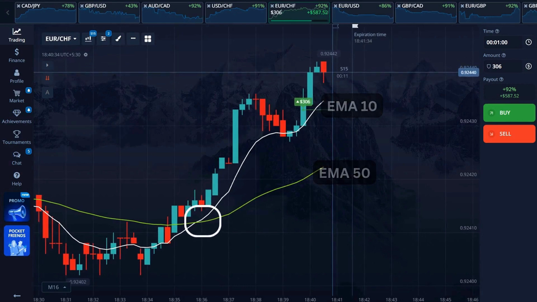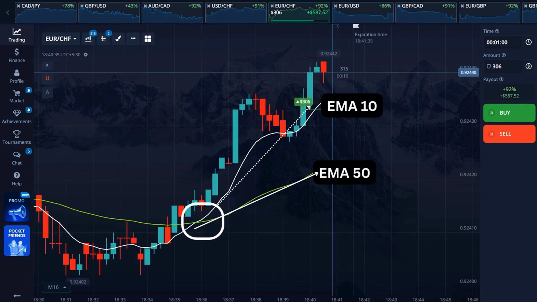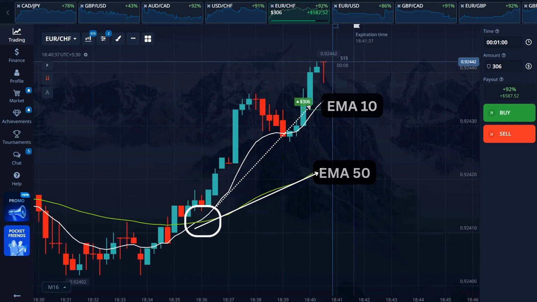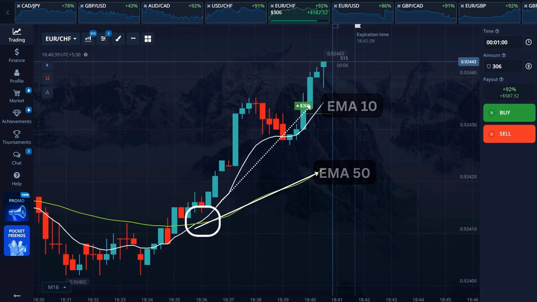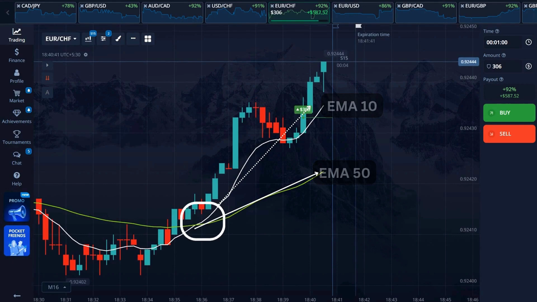Rule 2. Identify the trend direction. If EMA 10 goes above EMA 50, look for buy setups. If EMA 10 goes below EMA 50, look for sell setups.